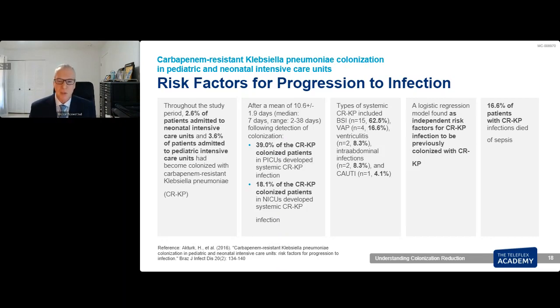And these systemic infections were, most of them, bloodstream infection, 63%, followed by pneumonia, 17%, followed by ventriculitis, 8%, followed by intravenous infection, 8%, and UTI, 4%. With logistic regression, they identified that the independent risk factor for the systemic infection was being colonized with the same bacteria. Unfortunately, 17% of them died.